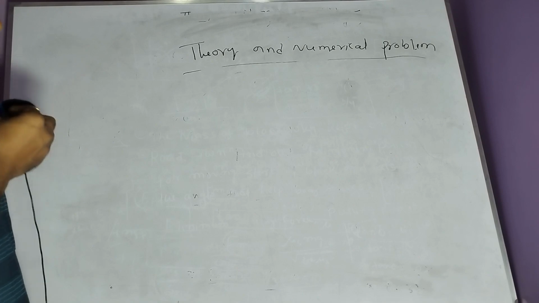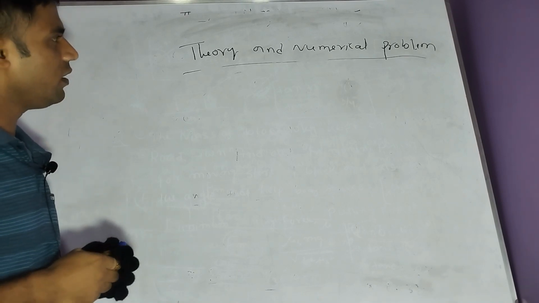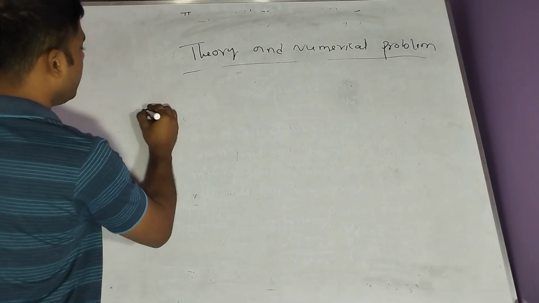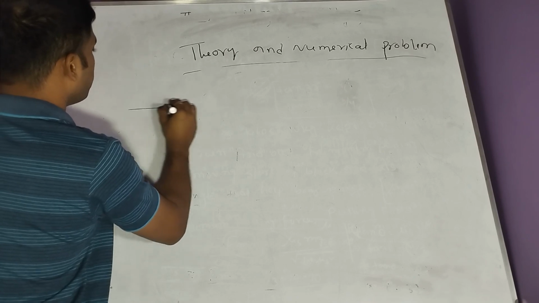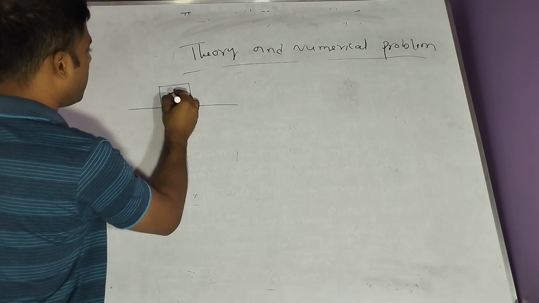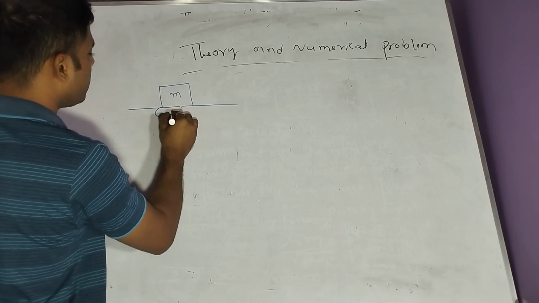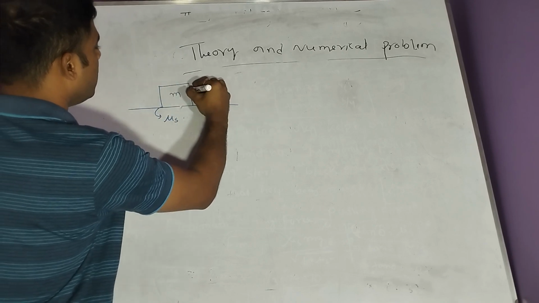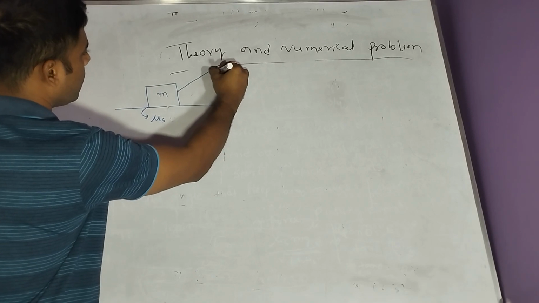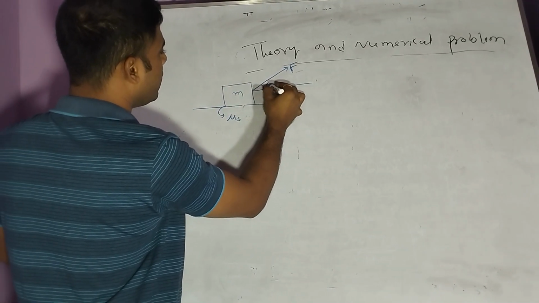First, let me discuss the previous lecture: the pulling force equation and the pushing force equation. Summarize the pulling force equation. Free body diagram of a block on the road. The mass of the block is m and the coefficient of static friction between the road and the block is mu s. The pulling force F makes an angle theta with the horizontal component.